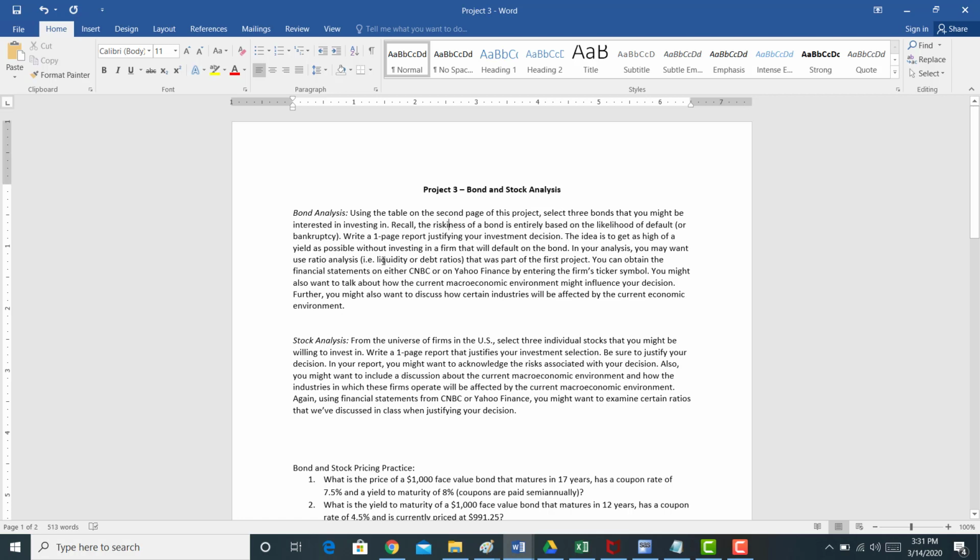Okay, so what you might want to do in your analysis is you might want to use ratios that we've discussed previously, liquidity ratios or debt ratios. You did those in project one. You can obtain financial statements from CNBC or from Yahoo Finance. Let me show you how to do that.